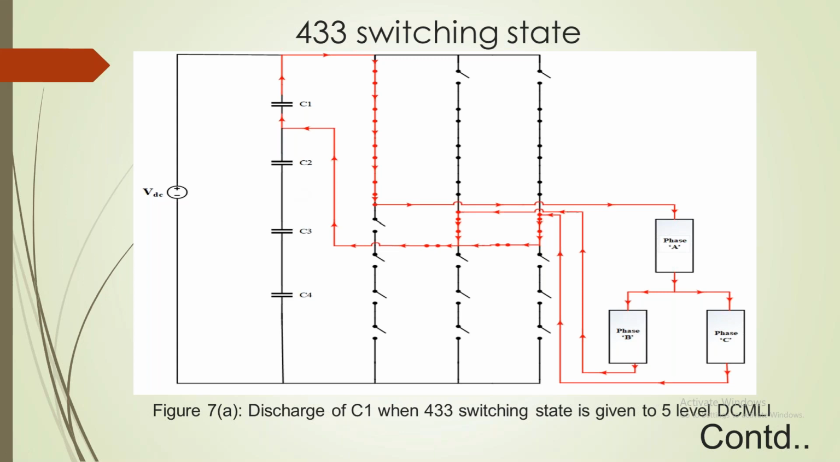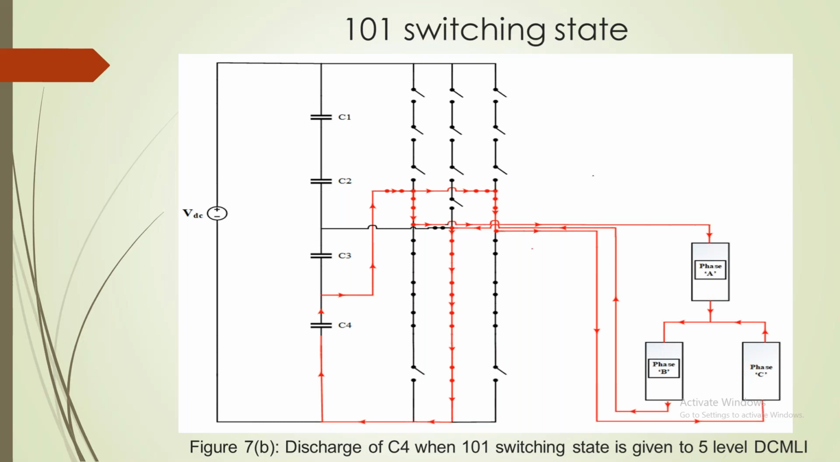Now this is a switching state 1-0-1, which is discharging the other outer capacitor C4. So C1 and C4 have to be discharged for more time, and C2 and C3 have to be charged for a longer time. That we have ensured. This is just a sample of the switching states which we have given, and we have seen that the capacitor voltages are maintained balanced.